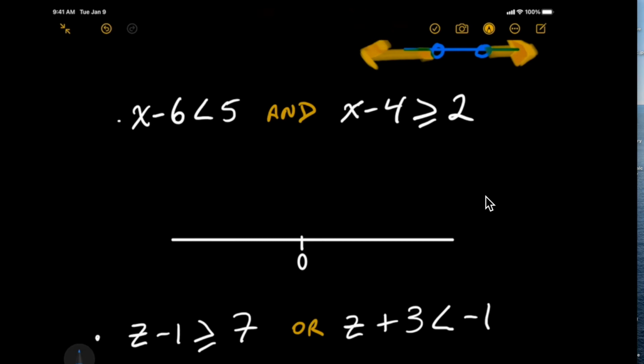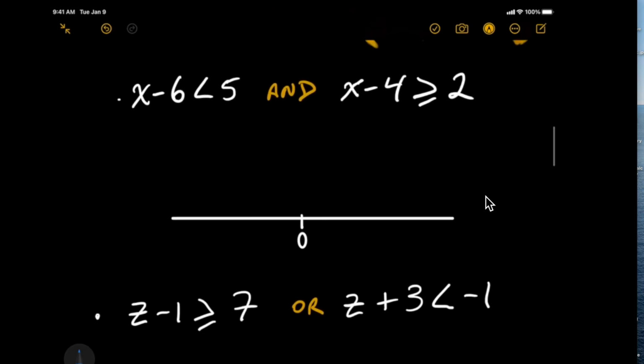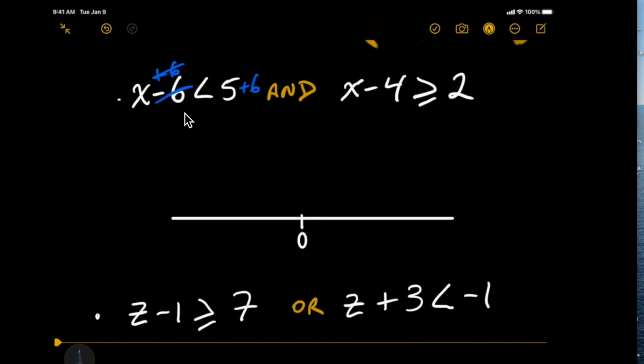Okay, here we have an and problem, therefore we're going to expect dumbbells, or a dumbbell. We are not yet solved for x. Look, x has a neighbor. How do we get rid of that neighbor? We do the opposite operation, which in this case is to add 6 to both sides, and we get x is less than 11. Notice, we did not flip the sign. Let's go to the next one. Here, we're going to add 4 to both sides. That cancels this out, and we're going to have x is greater than or equal to 6.